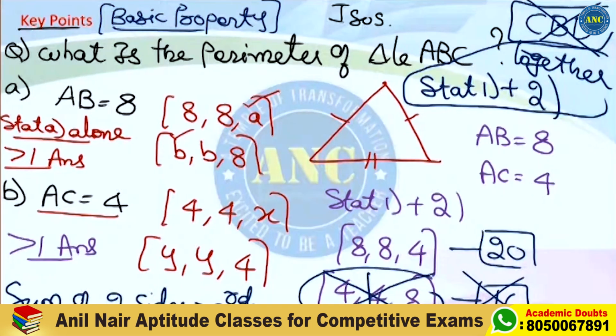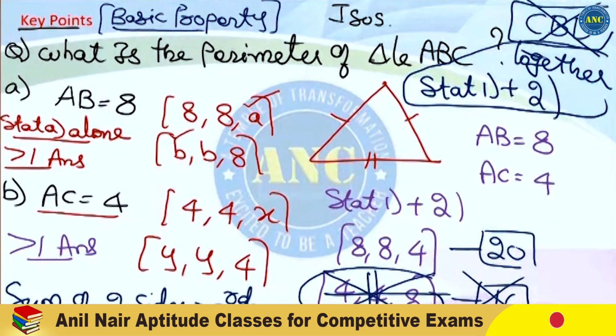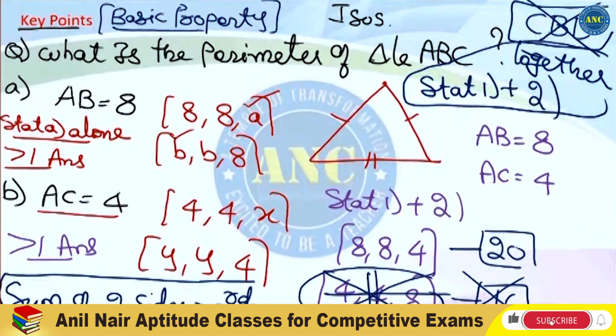Everybody, is it clear? Why is 4, 4, 8 eliminated? The basic property of a triangle should remain the same. The sum of two sides should be greater than the third side. 4 plus 4 is 8. 8 is not greater than 8, it is equivalent to 8. I hope it is clear.